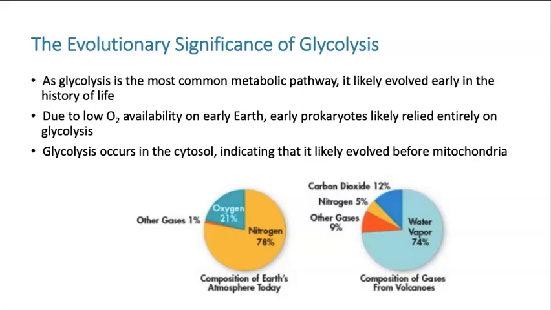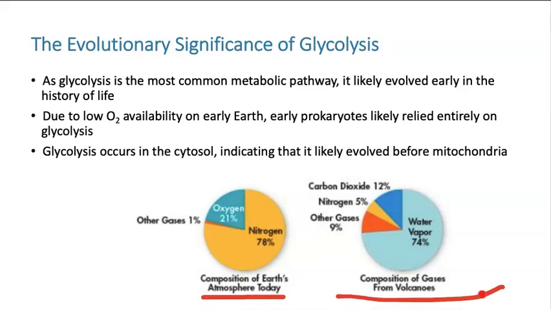It's really interesting how glycolysis evolved, because this is the most common metabolic pathway. So it evolved very early on in the history of life. In early Earth, there was not a lot of oxygen available in the atmosphere. We think that the atmosphere of the early Earth was composed of gases similar to those found in the erupting volcanoes that we see today. So volcano eruptions give lots of water vapor, carbon dioxide, nitrogen, and other gases, but not a lot of oxygen. That's compared to today, where we have about 21% oxygen and 78% nitrogen.